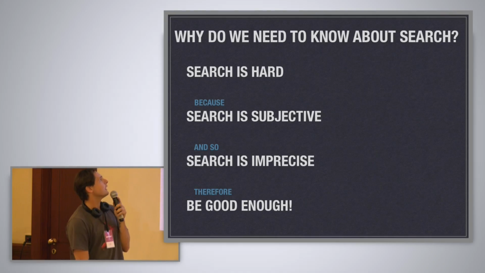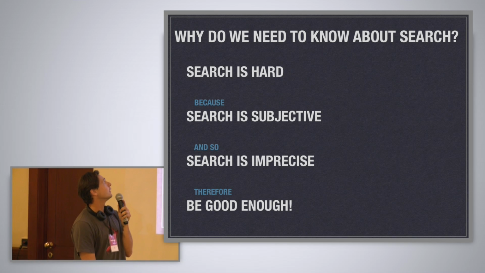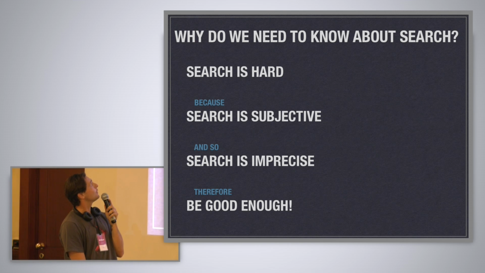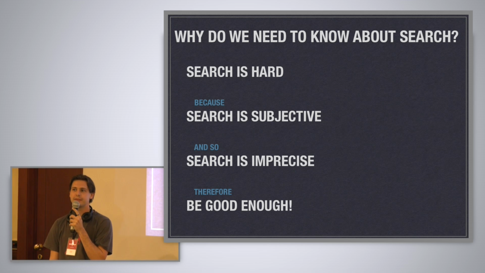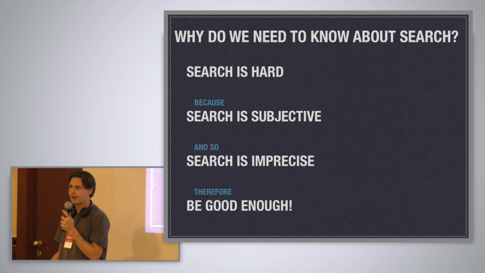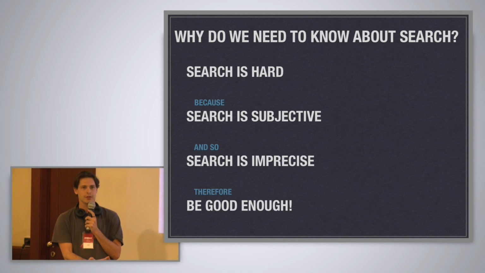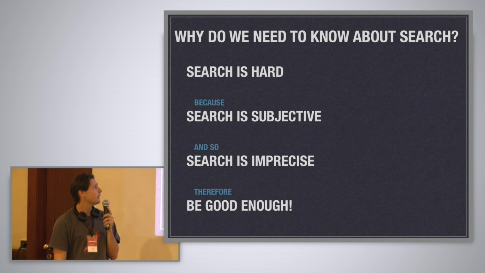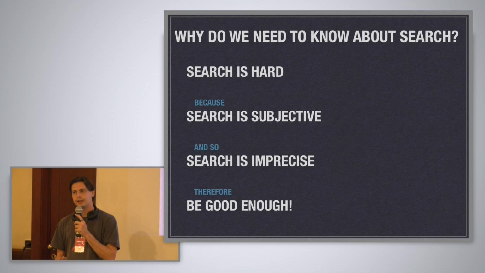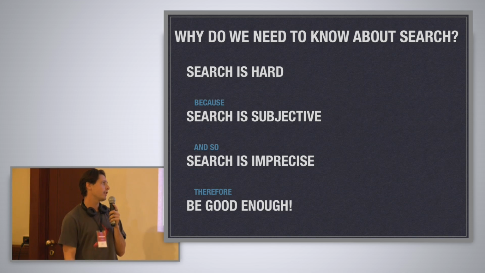So let's see. What do we need to know about search? The thing that I found when I investigated search for a little while is that search is really hard. And search is really hard because search is subjective, and it's imprecise, and it's dependent on the user's context, right? If we have one user who's searching for a term, they may not be looking for the same document as some other user is looking for.